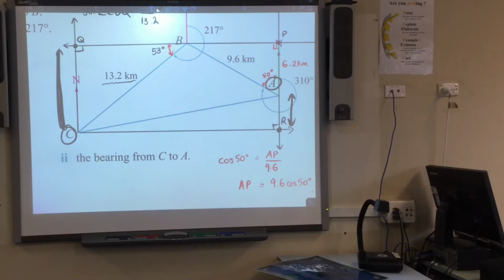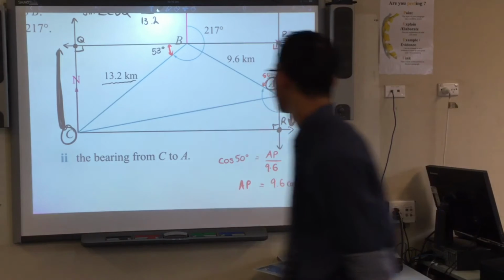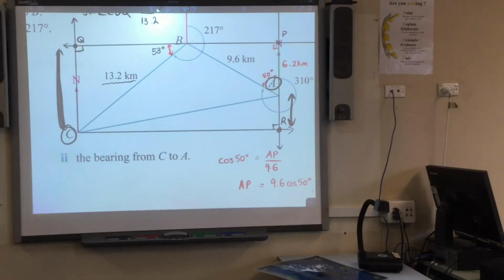ARC. 180. You could do that, yes. Oh, 180 degrees, that's 50. Yeah, but you could... Oh, no, that's the angle inside the triangle. That's where the number is.